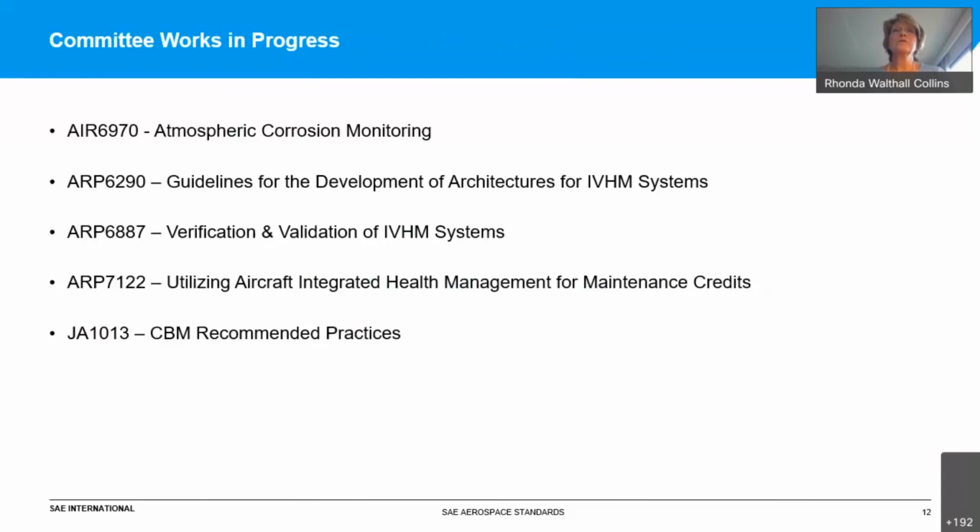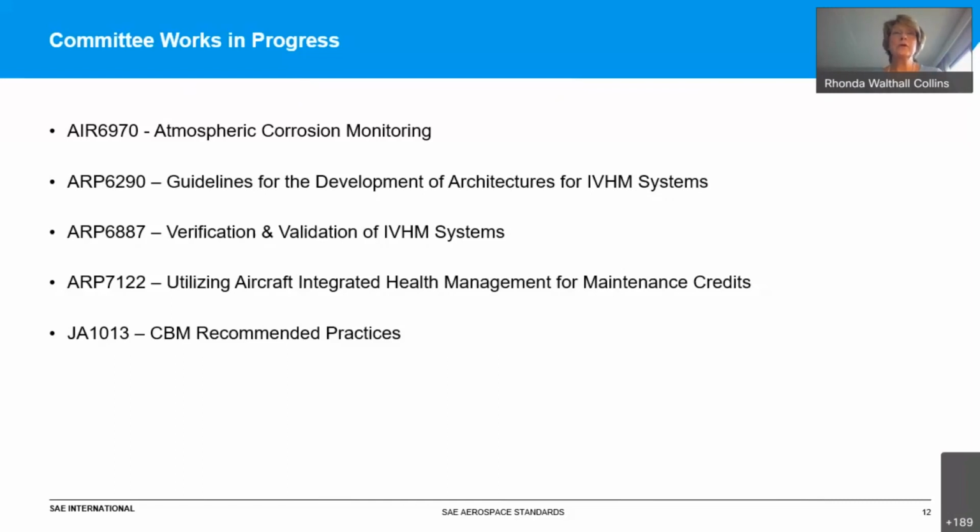We have a number of documents that are in progress, including one on atmospheric corrosion monitoring. The next one, 6290, Guidelines for Development of Architectures for IBHM Systems. I'm pleased to say that that ballot's going to open today. So we hope to have this document published, if not by the end of 2021, maybe early 2022. So it's just a matter of going through the ballot process and then getting it approved by the Aerospace Council, and then it's out for publication. We also have the verification and validation of IBHM systems document that's well in progress and should be coming up for ballot in the next 6 months as well.